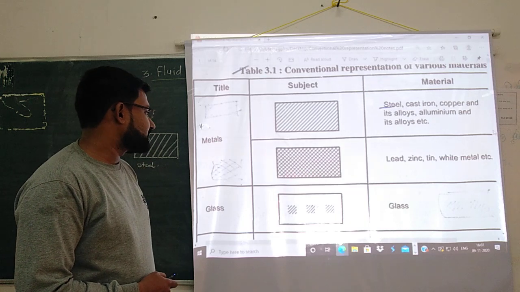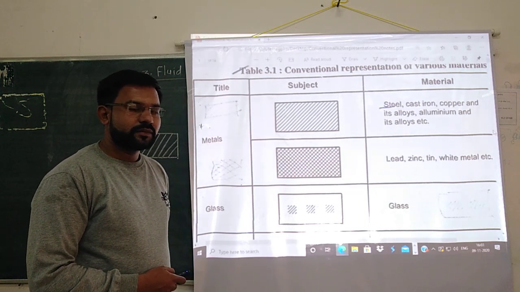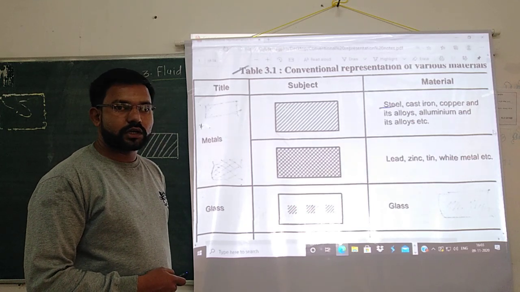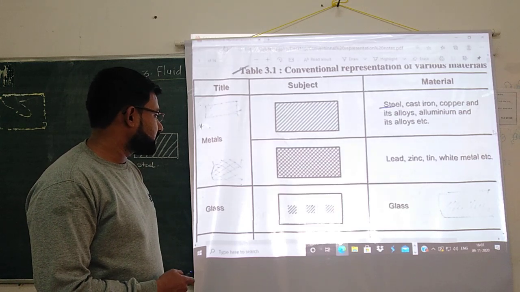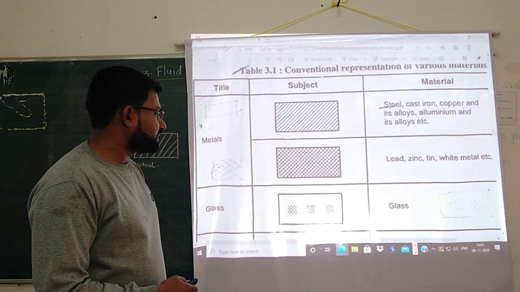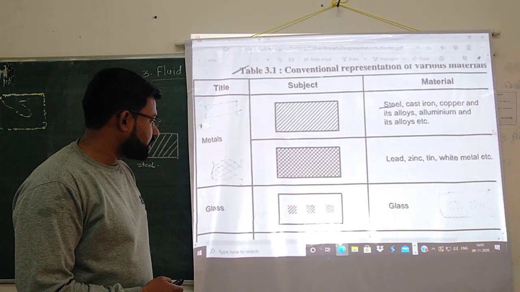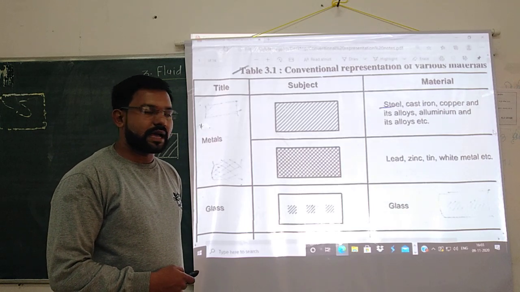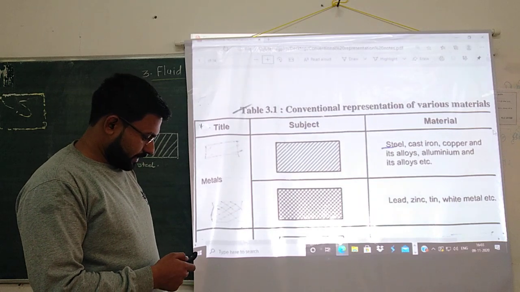Next is glass. If you observe glass, you will see a scratch-like structure on it. To represent glass you have to draw a rectangle and draw the scratches. For the scratches you have to draw this type of lines. This will represent the glass.